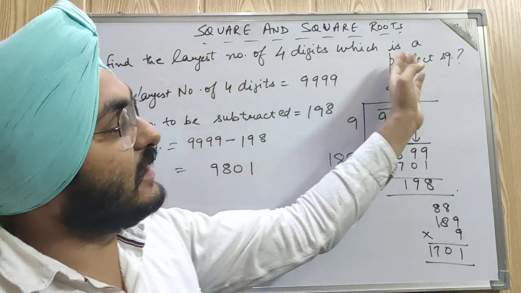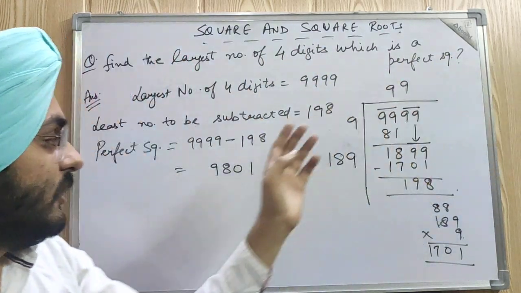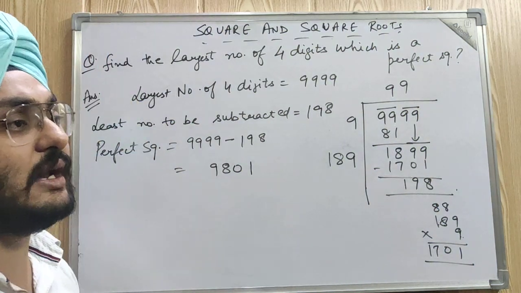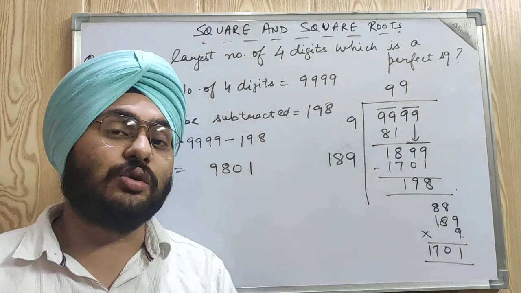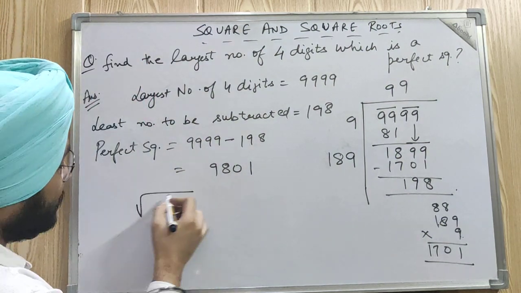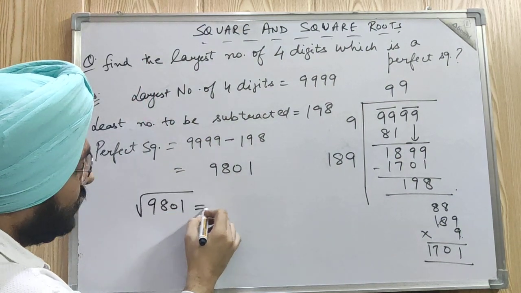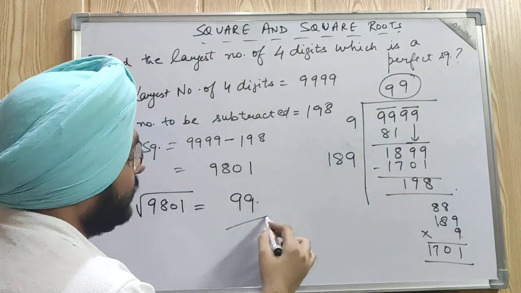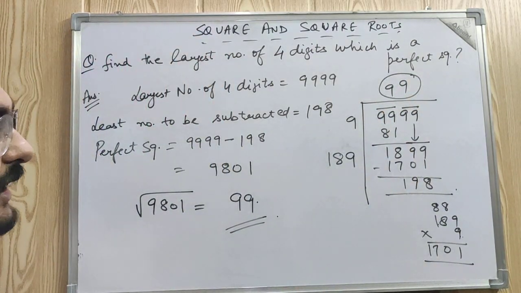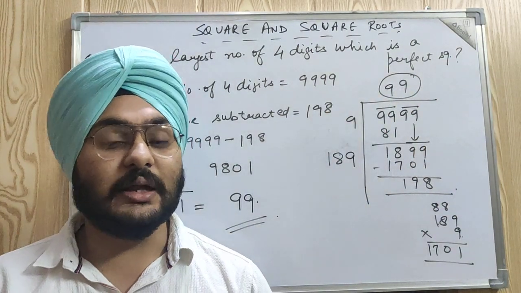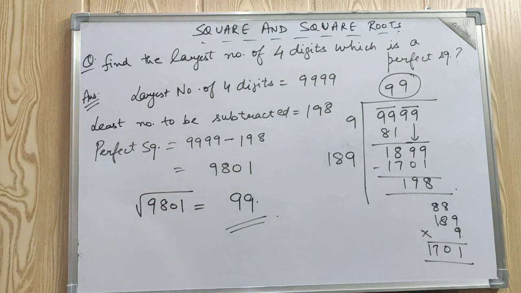He's saying find the largest number of 4 digits which is a perfect square. The answer will be 9801. He's also asking to find the square root of the number we found. So the square root of 9801 will be this one only, that is your 99 here. So no need to find it again. This will be your square root only. In my opinion this will be clear. Coming to the next now.